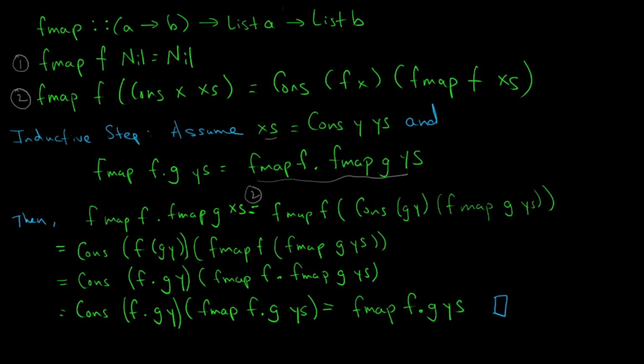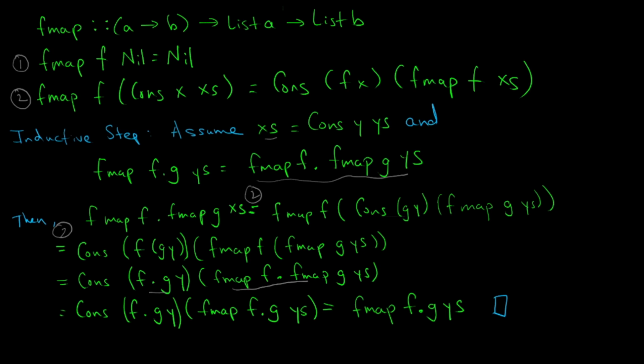So now we're going to fmap f onto this list, this cons. So we're going to get cons of f of g of y, and then fmap of f of fmap of g of y's. Again, this is by the second line of the definition of fmap. Now, we can do some simplification. So f of g of y, well, that's just the composition, f composed with g applied to y. So that simplifies there. And we do the same simplification into composition here.